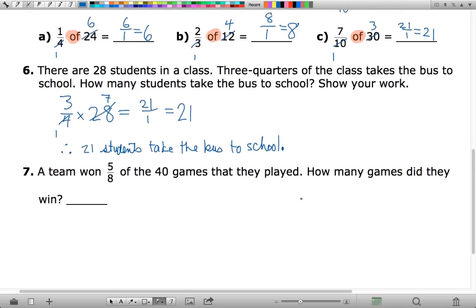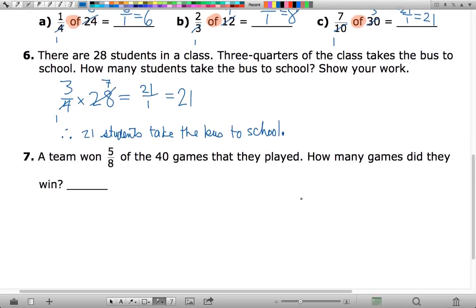Alright, and the last example here we're going to look at, it says a team won 5/8 of the 40 games they played. How many games did they win? So that means that we need to do 5/8 of 40, which does mean multiply. If I divide this by 8 and divide this by 8, then I get a lot easier multiplication to do. 25 over 1, which of course is just 25.